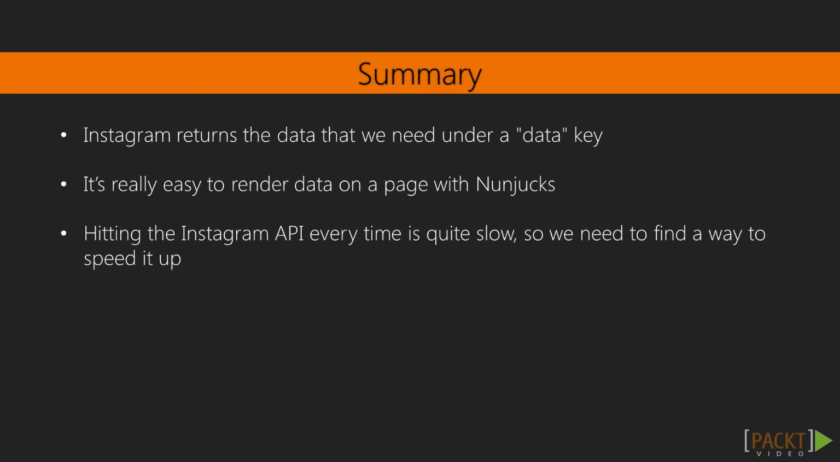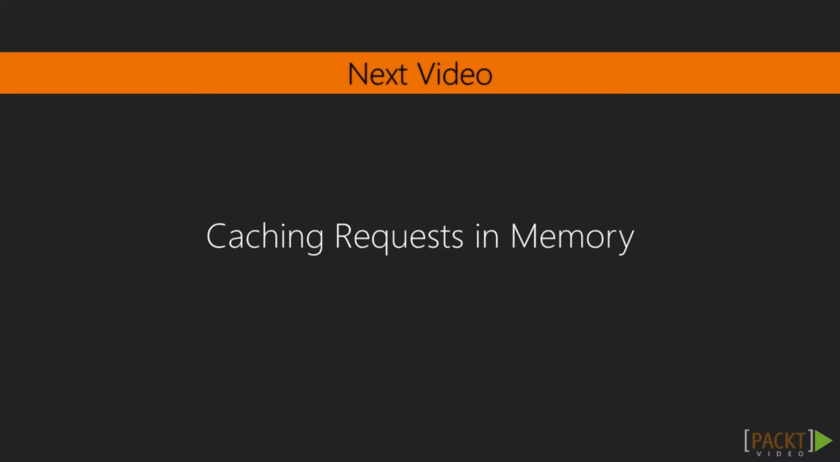Instagram returns an array of image objects that we can get data from, and it's really easy to render data on a page with the template engine. However, you may also have noticed that it made our application quite slow because we had to hit our Instagram API on each request. In the next video, we'll take a look at how we can cache those requests in memory and speed up the page's response time.